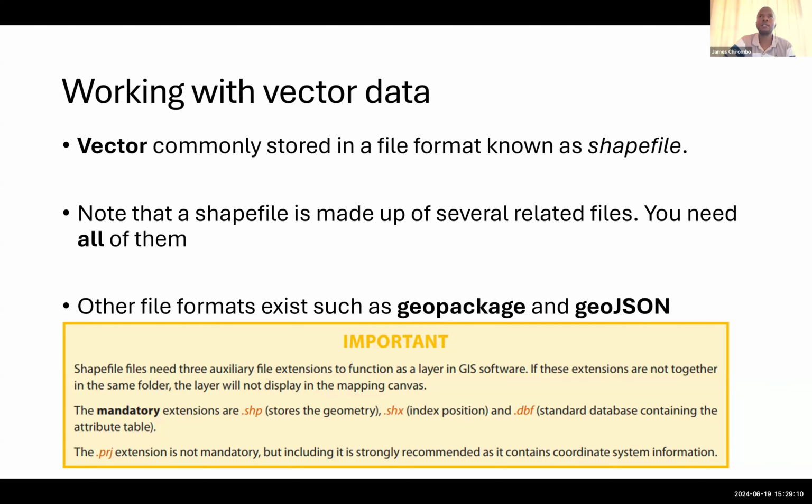And just to mention here that shapefile is quite an old type of vector data, but it's still commonly used. But recently, there's been development of formats like GeoPackage and GeoJSON, for example. These are just some of the newer formats for storing vector data. But you are most likely to work with shapefiles because they are so widespread, even though it's a relatively old file format.